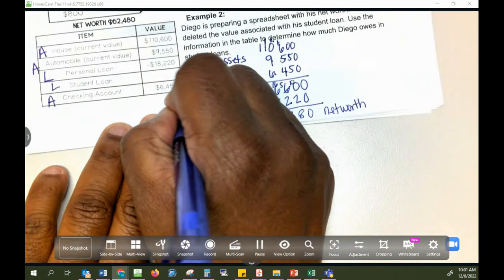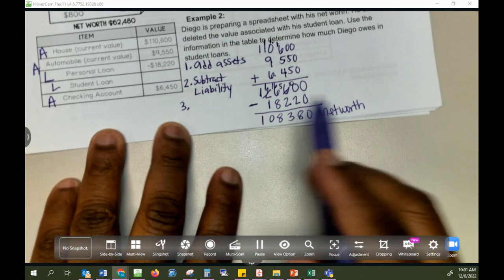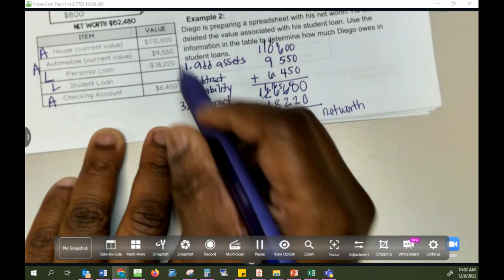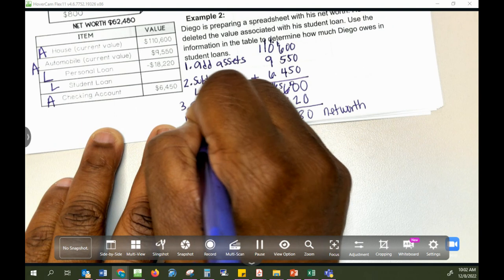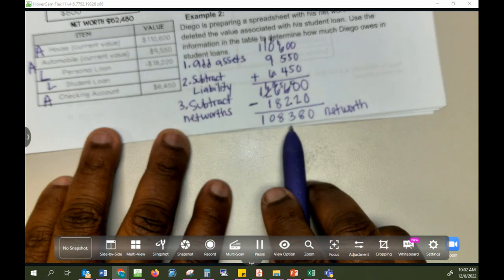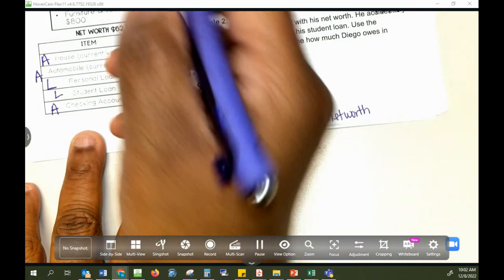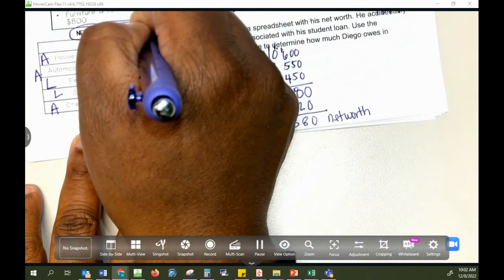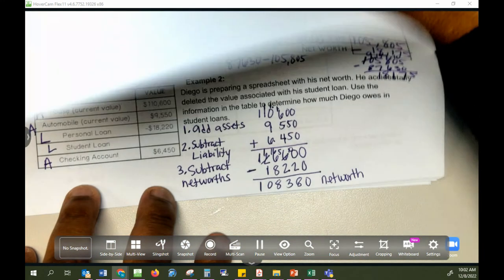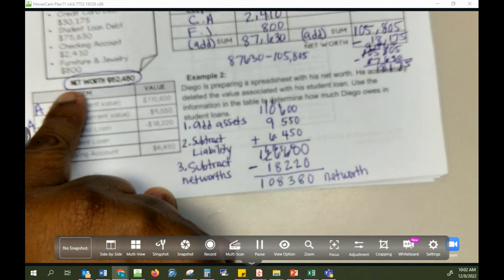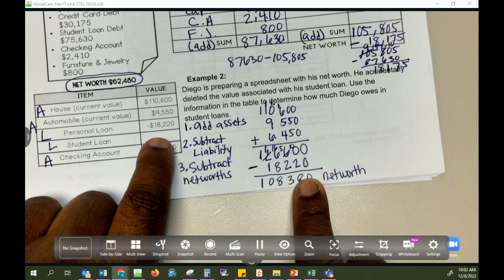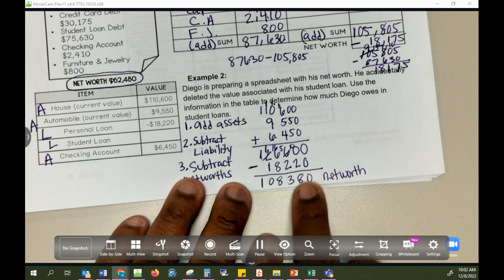So my third step now is I have to subtract the net worth. Because I found a net worth, but they also gave me a net worth. This is what they gave us because we're missing a number. The moment I subtract these two net worths, I then should get whatever is missing, his student loan number.